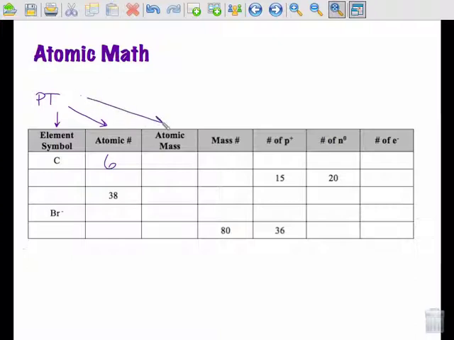As does the third one, atomic mass. The difference is atomic number is the whole number at the top. Atomic mass is the number with decimals at the bottom. And for carbon, that is 12.01.